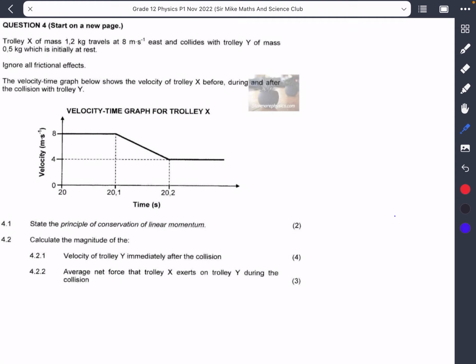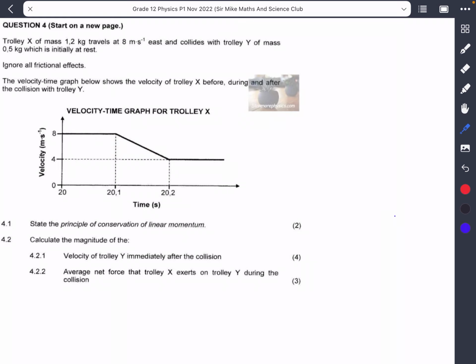They said to ignore all frictional effects. They said that the velocity-time graph below shows the velocity of trolley X before, during, and after the collision with trolley Y. So if we look at this diagram that they gave us, we know that initially trolley X was moving at 8 meters per second. So this would be before the collision, and after the collision the velocity of trolley X changed to 4 meters per second. This portion here would be the time taken over that collision.